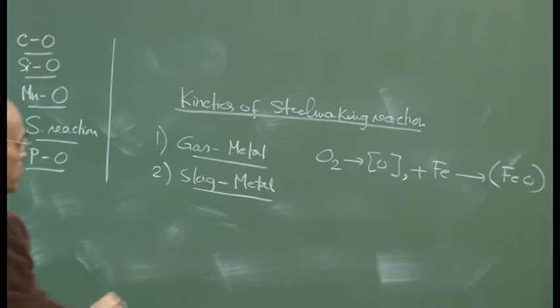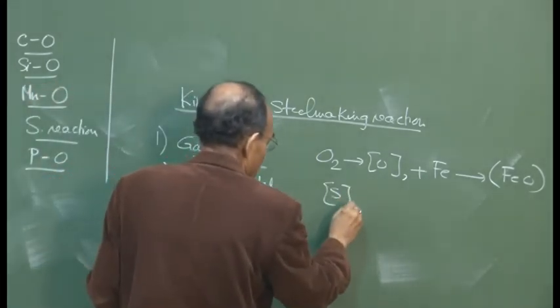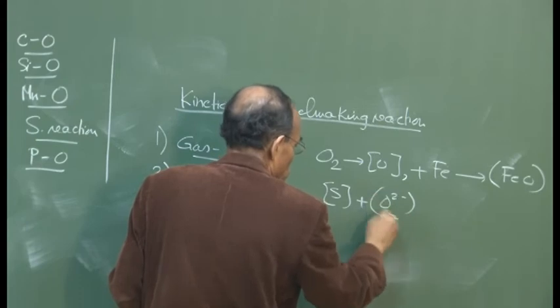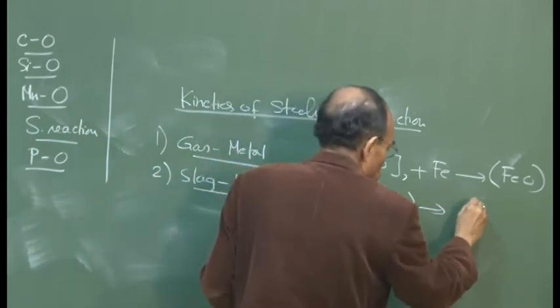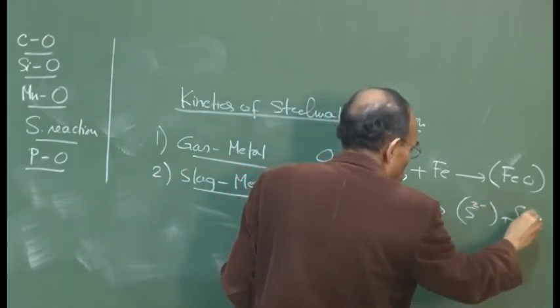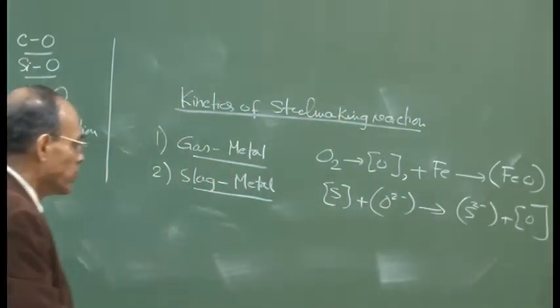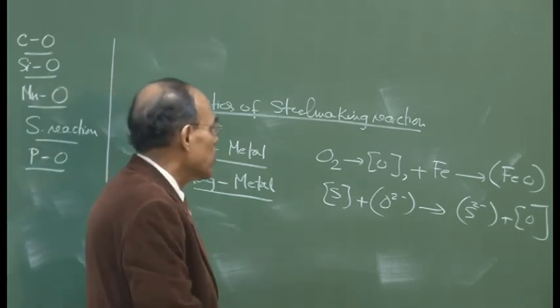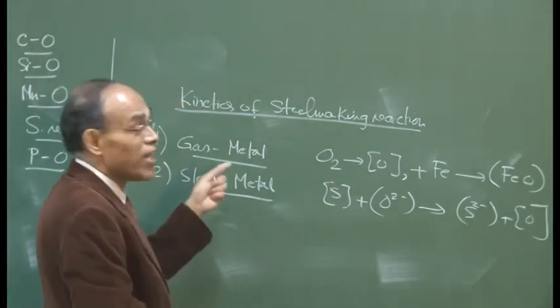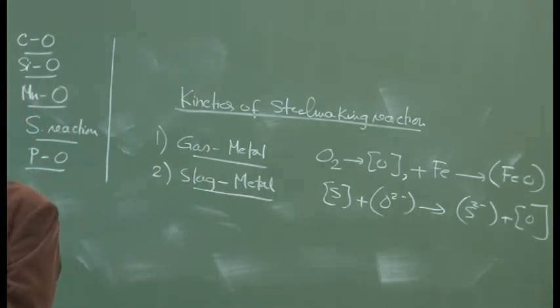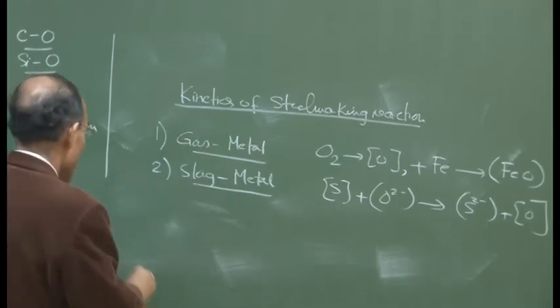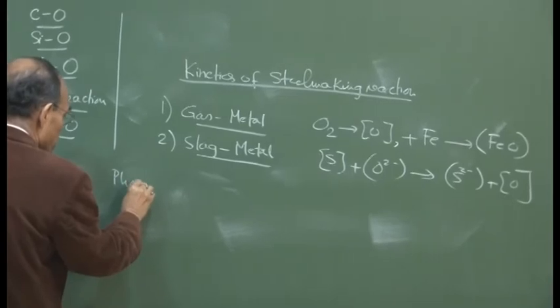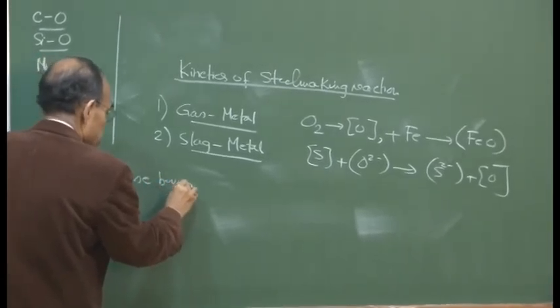For the slag-metal reaction, we have seen one such reaction. You must understand that all these reactions are heterogeneous reactions, okay, we are talking about multiphase reactions, gas-metal, slag-metal. So, they occur at the phase boundary, and that is the site of the reaction.